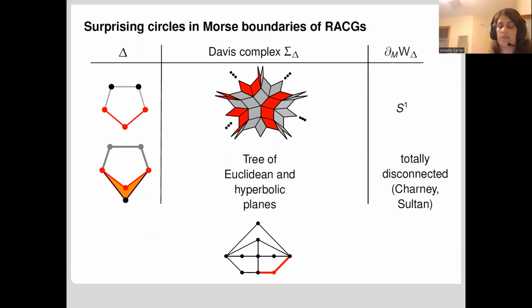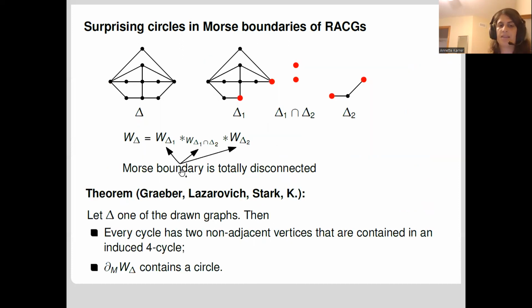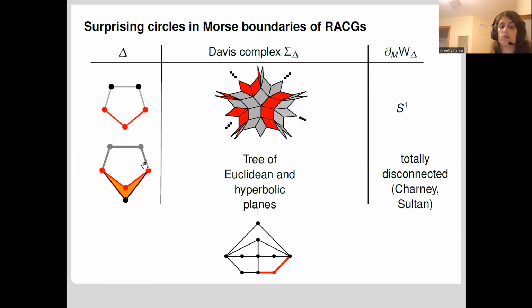And so here something weird is going on. And indeed, here we see this graph, and this graph has this nice decomposition. All these graphs here correspond to groups with totally disconnected Morse boundary. But in the end, the Morse boundary of the group we get contains a circle. And every cycle has 2 non-adjacent vertices that are contained in an induced 4 cycle. So all of the cycles look like this situation here.